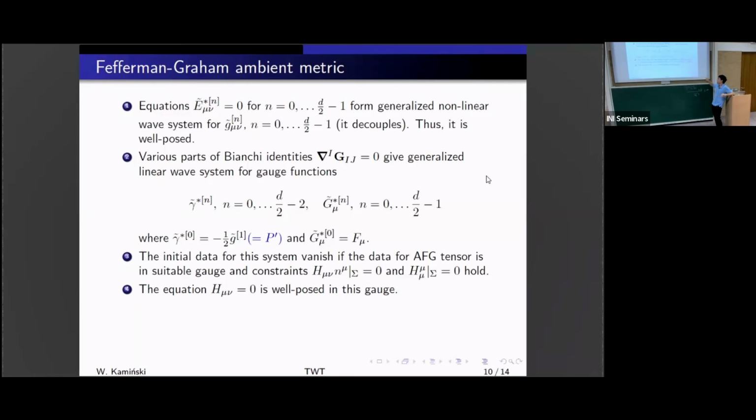Okay, the same way as previously, the vanishing of the initial data for this system follows from the constraints. Of course, we need to assume that our initial data for the metric, with quite high order derivatives, is in the proper gauge. So this is one condition, and the second condition is the constraint equation. The same way as for the Choquet-Bruhat method, that is not surprising, because somehow it is just the original Choquet-Bruhat method, but in the ambient space.